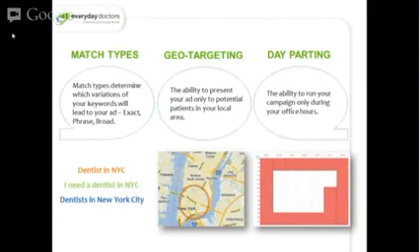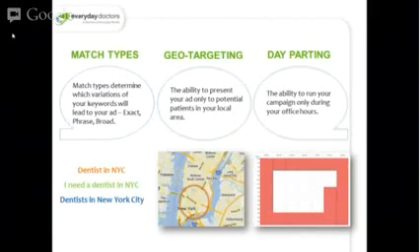Exact treats the keyword as a singular keyword, which includes only that keyword. For example, dentists in New York City, or NYC to be exact. A phrase treats the keyword as part of a larger phrase, which includes any keyword phrases that include your entire keyword. For example, I need a dentist in New York City. And broad treats the keyword as an idea, which includes grammatical variations, synonyms, and related words. For example, dentist in New York City.